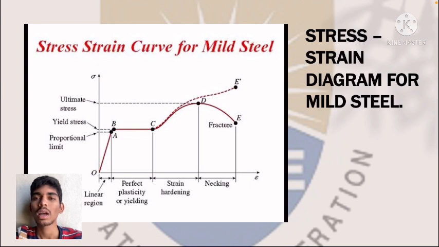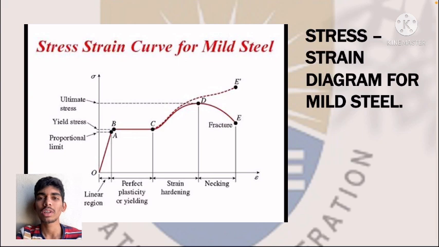Then on further applying the load, it passes from C to D, where the region between C and D is called strain hardening, where D is known as ultimate stress. This means when we apply a load up to point D, the stress induced in the material is maximum at the point D. It is known as ultimate stress.